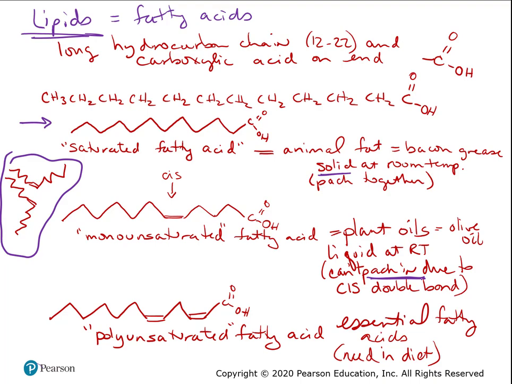Polyunsaturated fatty acids are even more so, because a polyunsaturated fatty acid has a bend at every cis double bond. So that one will end up almost looking like a U. The molecule ends up with a double bend in it, and that keeps it from being a solid at room temperature.